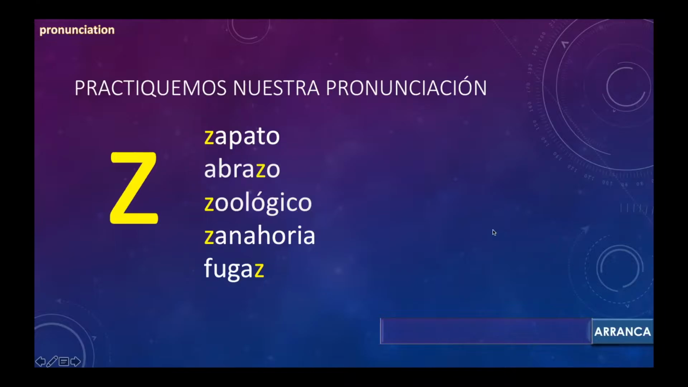And our time is up. Let's see the answers. Shoe, hug, zoo, carrot, and brief. Now keep an eye on that zanahoria because we use it a lot in Spanish, and of course it's a good word to remember if you want to show off your spelling skills in Spanish.